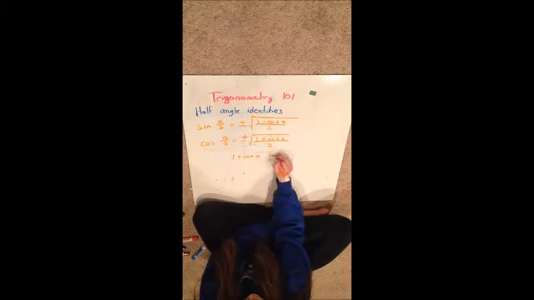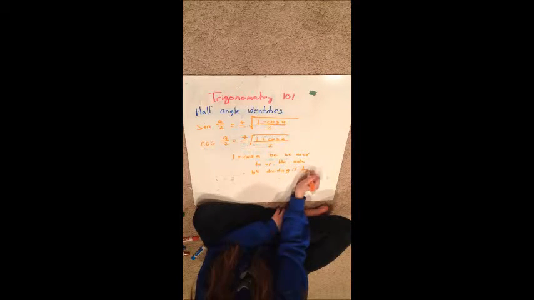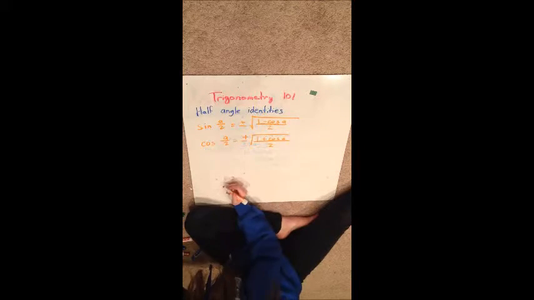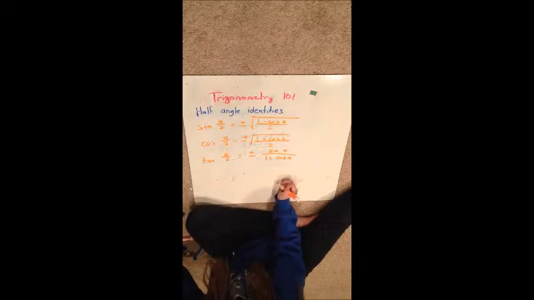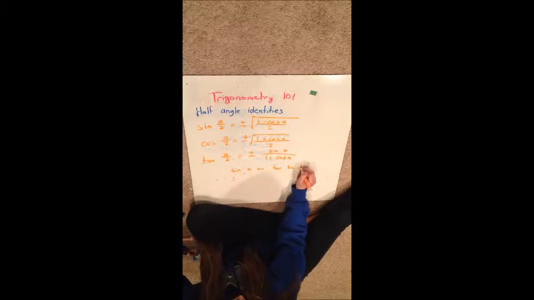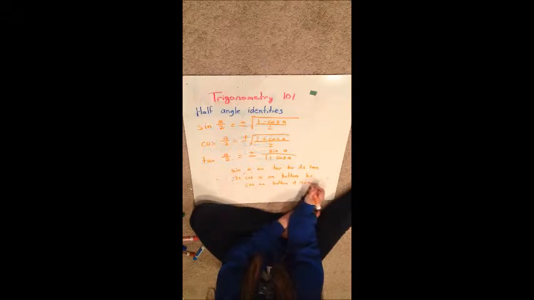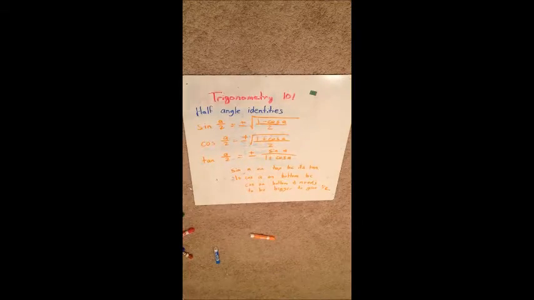Cosine of A over 2 is going to be plus or minus the square root of (1 plus cosine of A) over 2. It's 1 plus cosine of A to make it larger, and then you divide it by 2, because it's kind of like averaging, but kind of not. And then tan of A over 2 equals plus or minus sine of A over 1 plus cosine of A. Basically, we're doing what tangent equals sine over cosine, but we're altering it so it's that half angle.